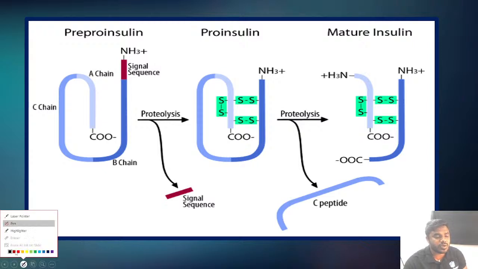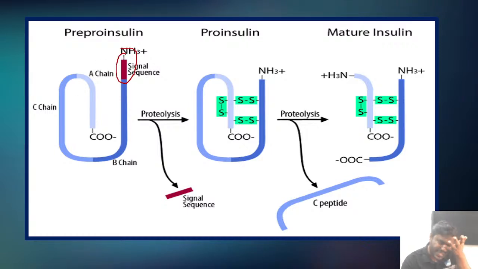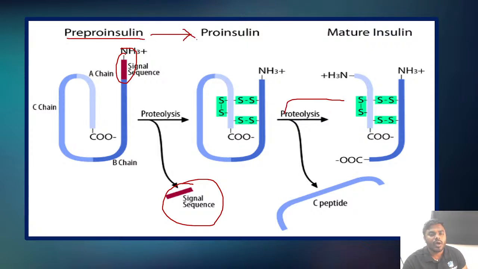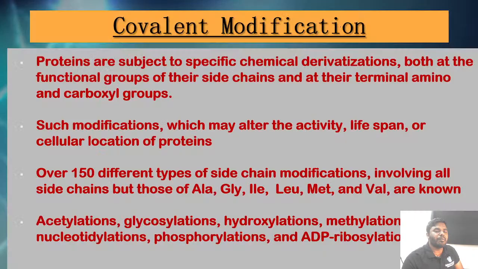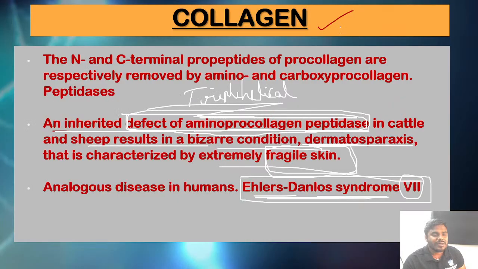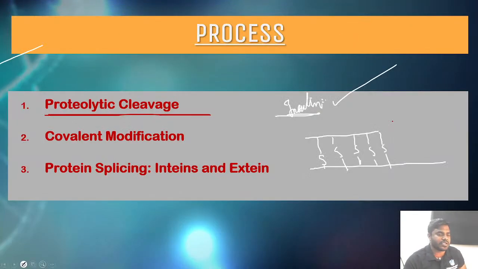You can see in the picture also a little more clearly. First A chain, B chain, C chain, what we are cleaving, you can see, friends, there are two proteolytic modifications that occur. In the first proteolytic modification, I have removed the signal sequence. Upon removing the signal, Prepro Insulin is converted into proinsulin. Then upon the cleavage or the proteolysis of the C-terminal domain, the proinsulin is ultimately converted into mature insulin. So friends, this is the first type of a process.